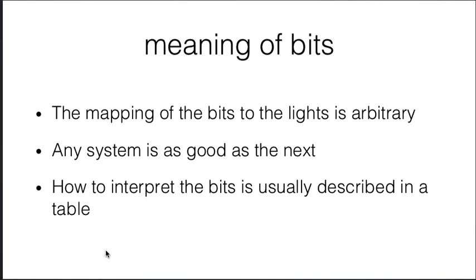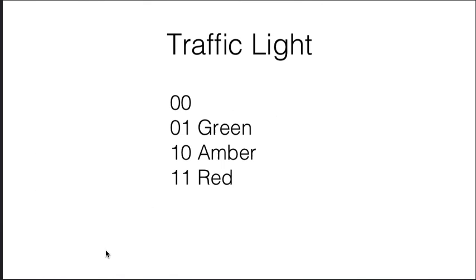Now, the mapping of the bits to the lights is completely arbitrary, and one system is as good as the next. How we interpret the bits is typically described in what we'd call a table. So we might say, okay, 00 doesn't mean anything, 01 means green, 10 means amber, and 11 means red, for example. But it's totally made up. It could be that way.